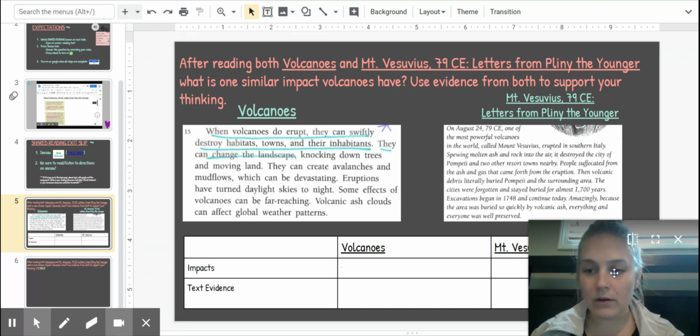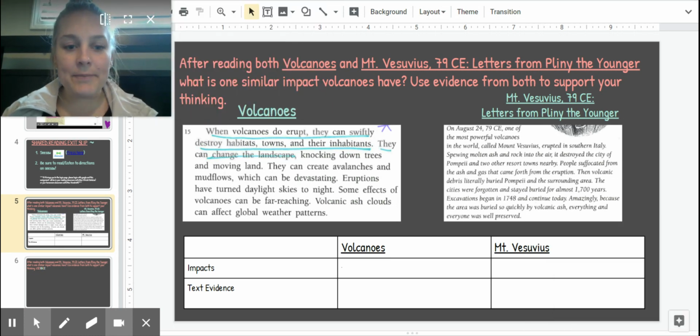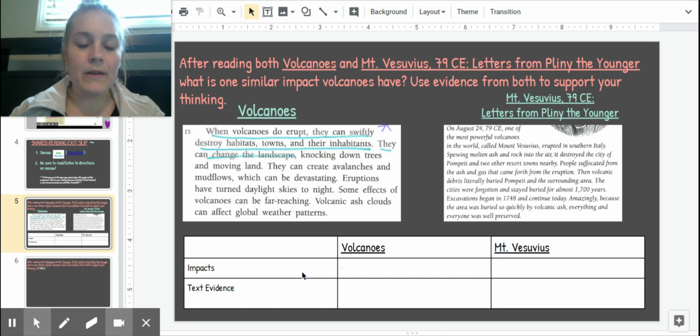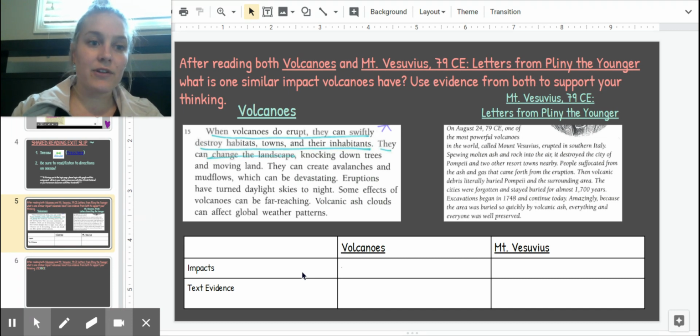I'm going to go ahead and move this right over here. We are going to be focusing on this question prompt up at the top in this pink coral color. It says, after reading both Volcanoes and Mount Vesuvius 79 CE: Letters from Pliny the Younger, what is one similar impact volcanoes have? Use evidence from both to support your thinking. We have to remember we are close reading these two texts, the ones that we've read in the past 2 weeks. Remember that a synonym for impact is effect. So we are looking for the effect or the impact that volcanoes have.